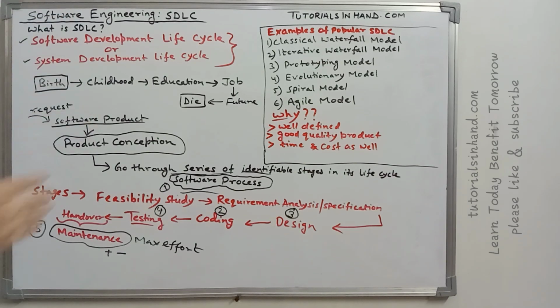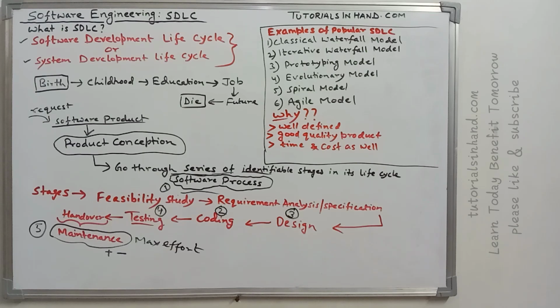Now every life cycle model has its own advantages and disadvantages, which helps you to decide which one you should choose, based on the requirement that you have. So we will study about these classical waterfall, iterative, prototyping, evolutionary, spiral and agile in the coming video tutorials. For now, this is all about SDLC.